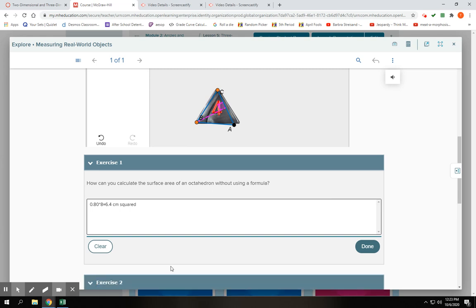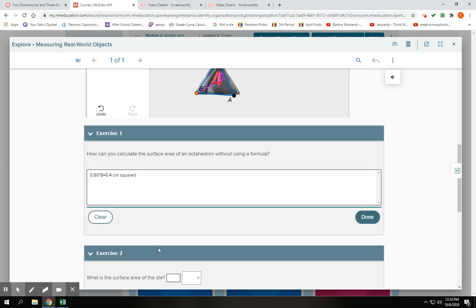And that would work with any of your polyhedrons. If you know the area of one of the faces and you know how many of those faces exist, you can figure it out. What is the surface area of the die? 6.4 centimeters squared. Right? Anytime you have area, know that you have a unit squared.